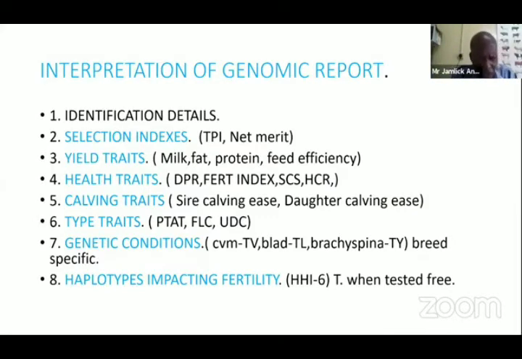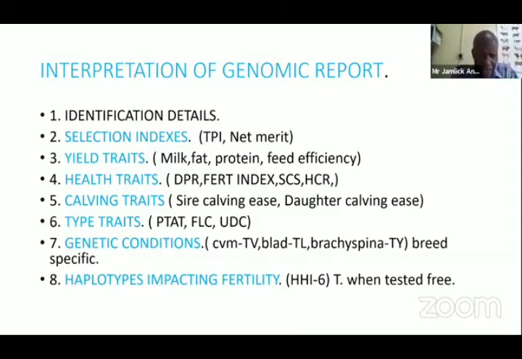Then the unit traits. The genomic report is normally broken into all these, but the way the information is presented in the catalog might be different. So I'm going to go through this, but as we go to the catalog, you'll find it's all mentioned up there. We shall talk about each one of them.